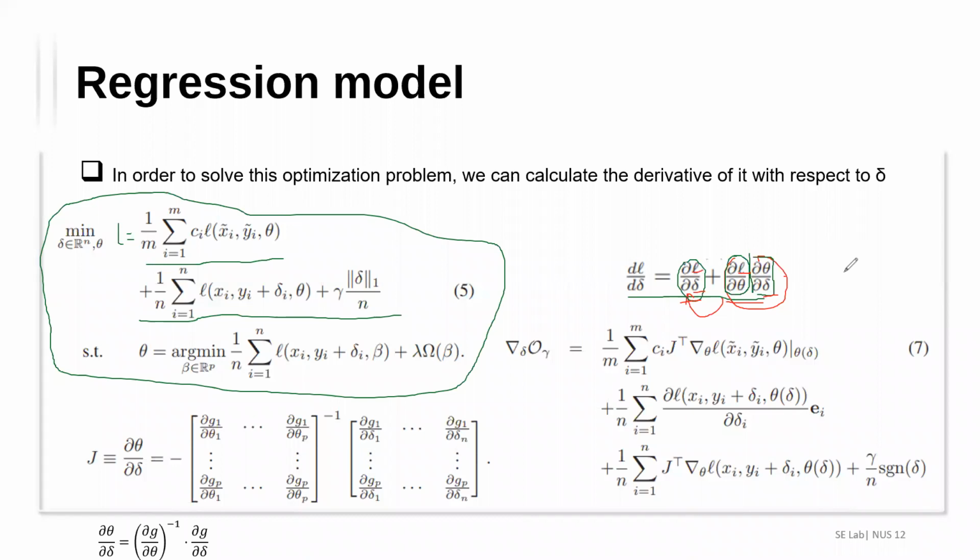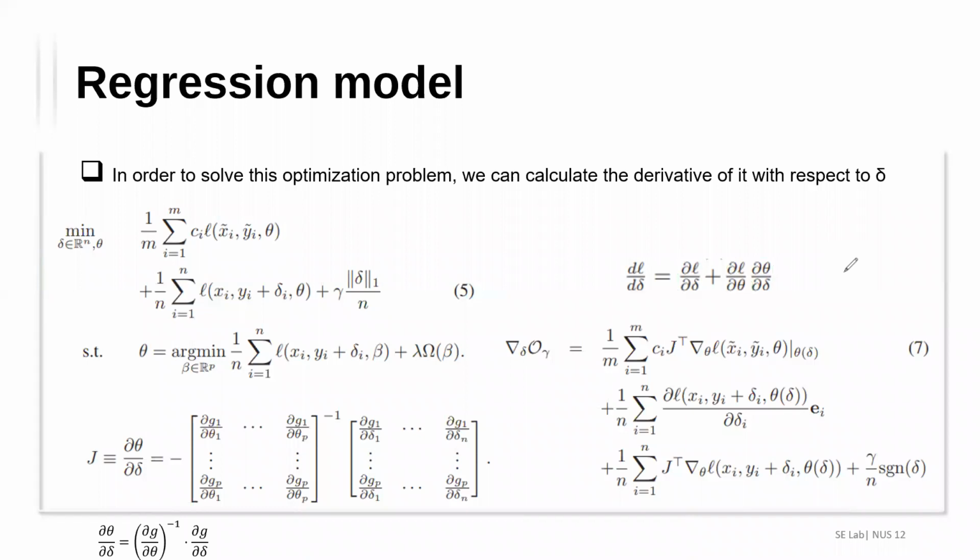I think the problem here is that if you change delta, you want to observe how much change in your total optimization function term. If delta and theta are independent, then the change is just the partial derivative of L with respect to delta, right? But now delta and theta are not independent. So when you change delta, your theta also changes. That's why you need to consider two terms. The first one is partial L, partial delta. The second one is how much change in theta from delta, times the partial derivative of L with respect to theta. L actually comes from both theta and delta, and theta actually comes from delta. This is the root here.